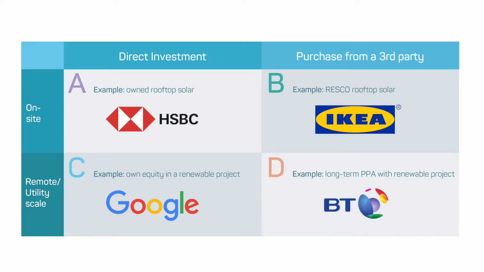Absolutely, I think so. So let's quickly look at examples in each one of those quadrants of the matrix. And you'll see on your screen categories A, B, C, and D. We'll just talk through very quickly how each one of those generically works.